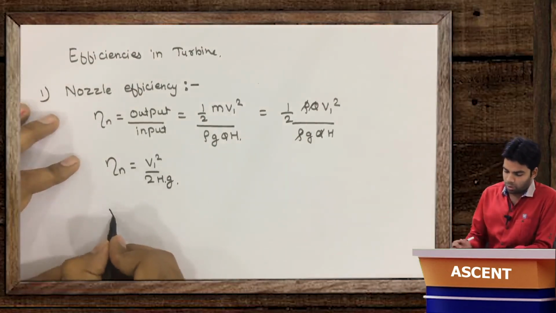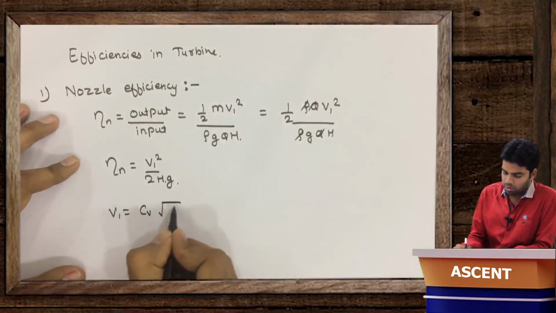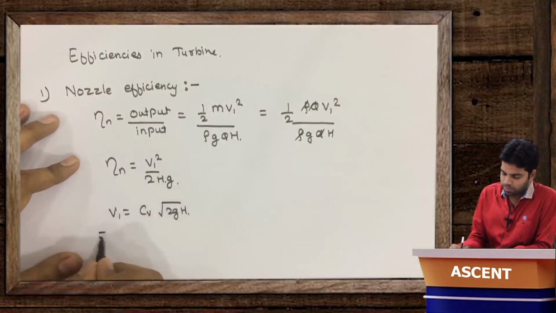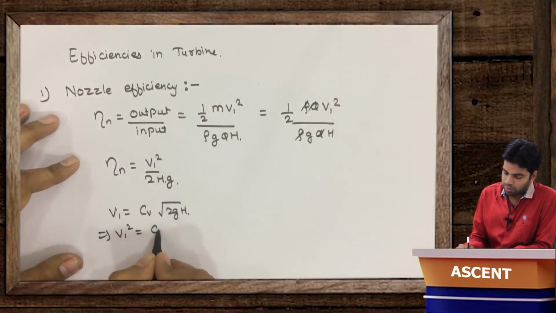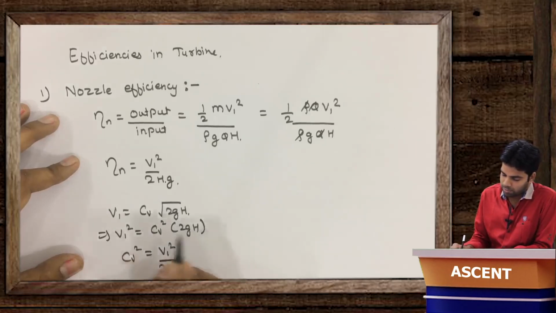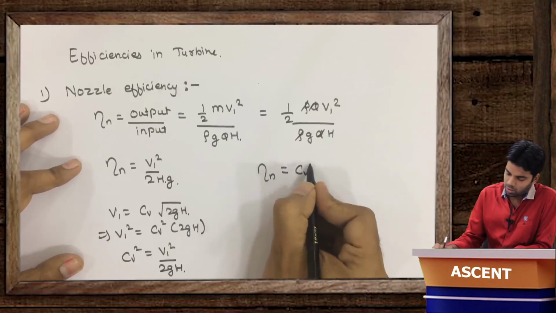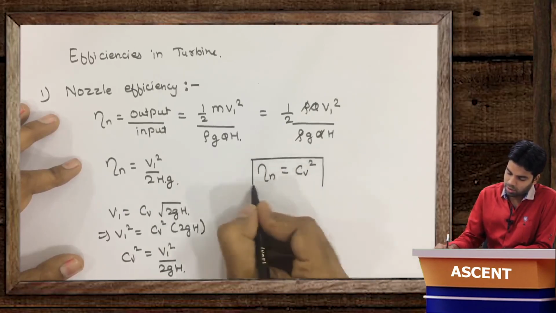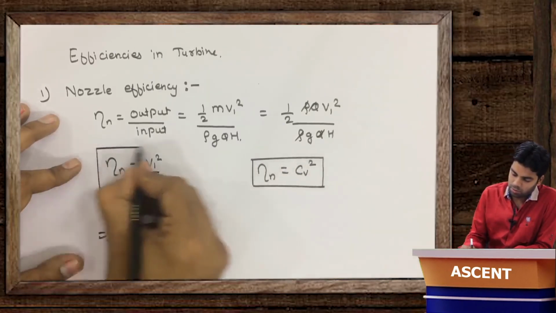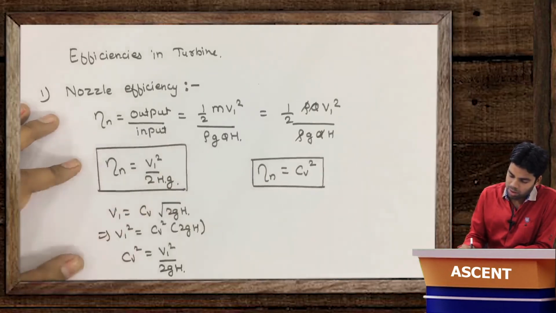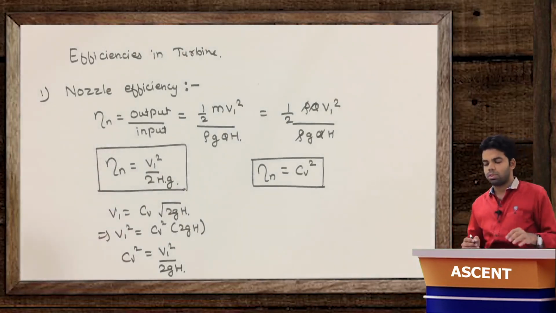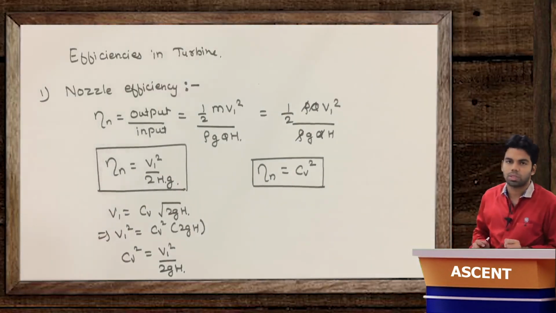Now one more thing I told you: what is v1? v1 is equal to Cv root 2gH. Or you can say v1 square is equal to Cv square into 2gH, or Cv square is equal to v1 square by 2gH. So this nozzle efficiency eta n can also be written as Cv square. So the nozzle efficiency is equal to v1 square by 2gH, or is also equal to Cv square. So first is the nozzle efficiency.